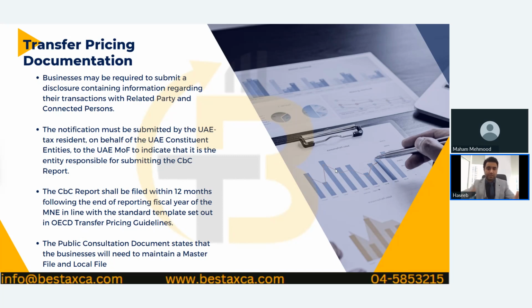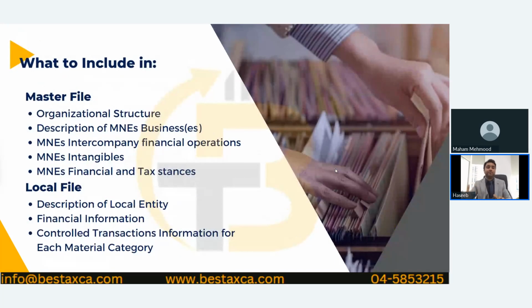Country by country reporting, briefly, means that for whichever countries a multinational company is dealing in, its revenues, its profits, and its business operations geographically, country-wise, should be reported, along with how much tax that multinational company is paying in each jurisdiction. This country by country reporting, which is influenced by transfer pricing and is also included in transfer pricing documentation, should be filed within 12 months following the end of your fiscal year. The documentation also states that you need to maintain a master file and a local file. We will briefly discuss what is included in the master file and local file.